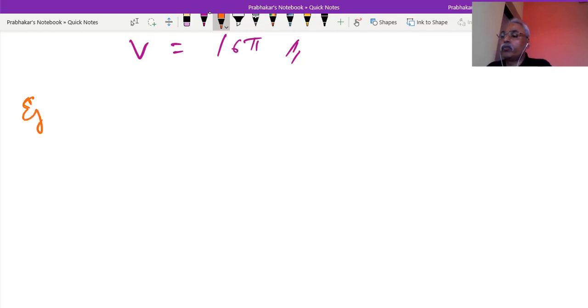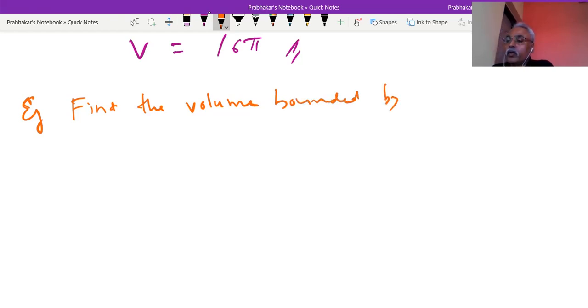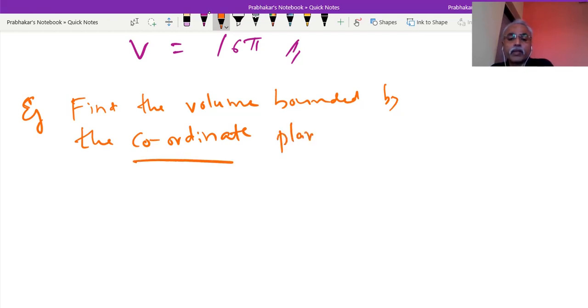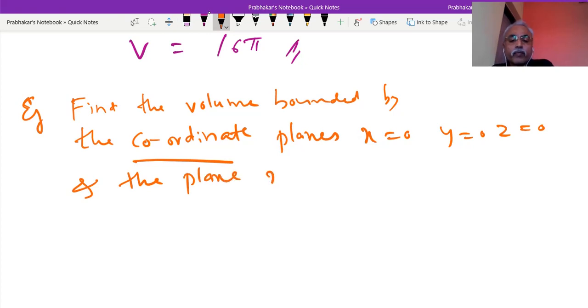Example: find the volume bounded by the coordinate planes. Sometimes this word coordinate is used or sometimes it is not used. Coordinate planes x = 0, y = 0, z = 0, and the plane, which is not a coordinate plane, x + y + z = a.